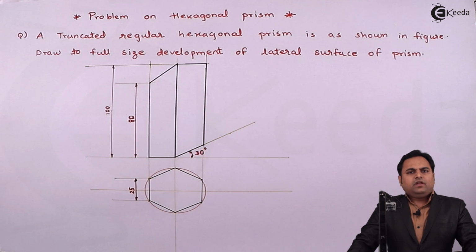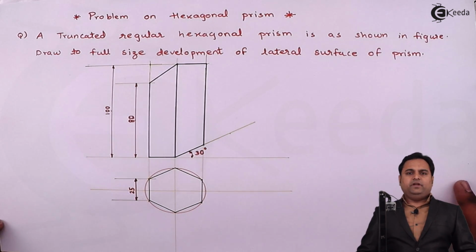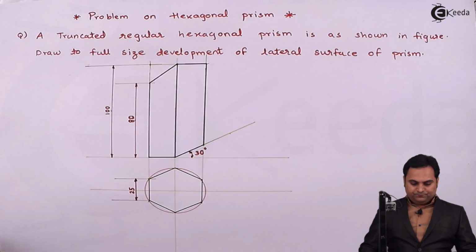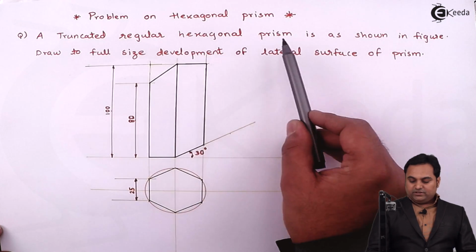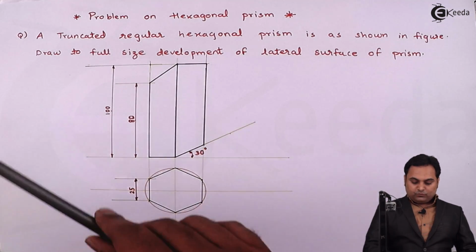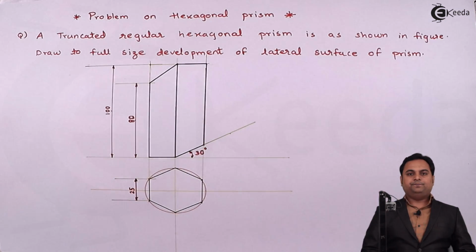Hello friends, here in this video we are going to see a problem on hexagonal prism in which we are going to draw its development. Here is the question. A truncated regular hexagonal prism is as shown in figure. The diagram is given to us. Draw to full size development of lateral surface of the prism.